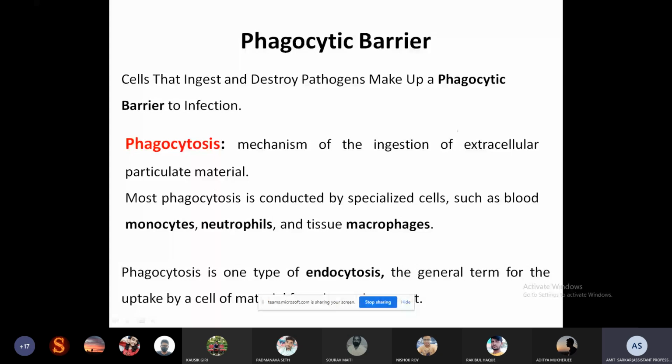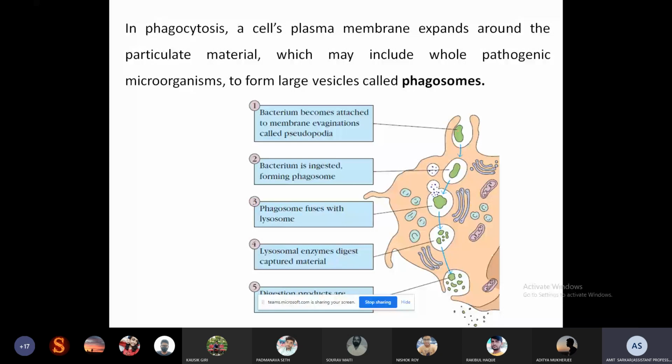Now, just once again, let us recapitulate our previous discussion. In phagocytosis, the cell plasma membrane extends around the particulate material. The particulate material here is the bacteria. They are ingesting it, forming the phagosome.